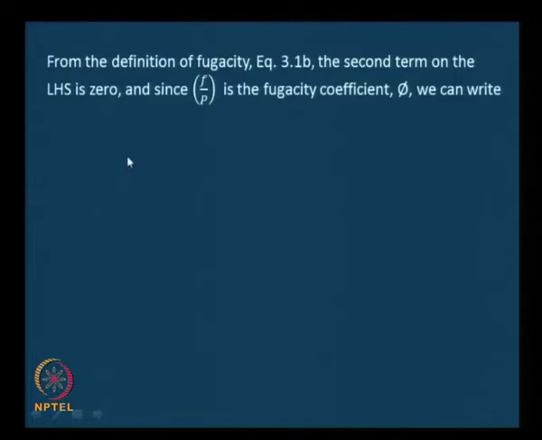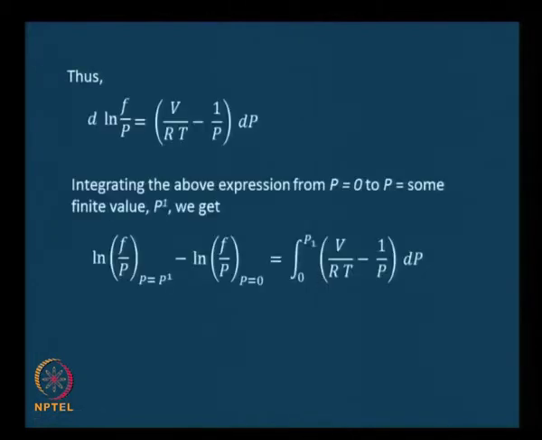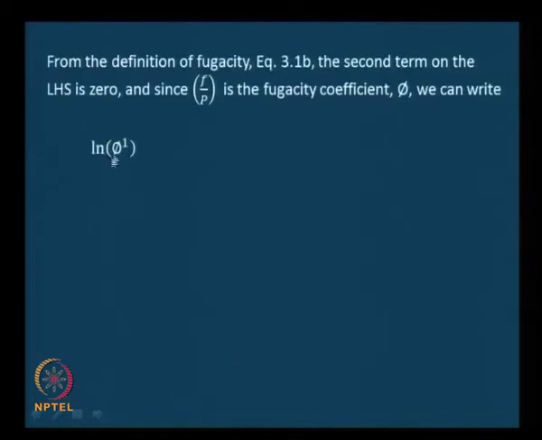And therefore, the second term on the left hand side of the previous equation is 0, and f by P is the fugacity coefficient at point 1 in this case. Here we have evaluated f by P, which is phi at P equals P 1, and therefore, we will call it ln of phi 1, and ln of phi 1 equals the right hand side, which is the integral from 0 to P 1 of V by RT minus 1 by P dP.